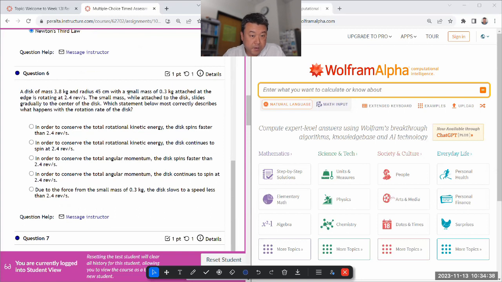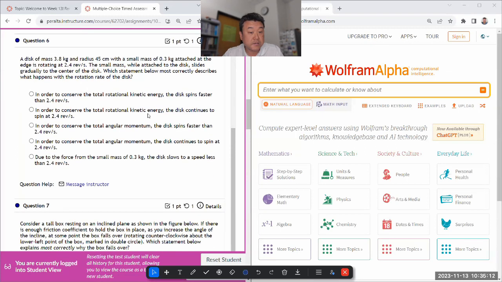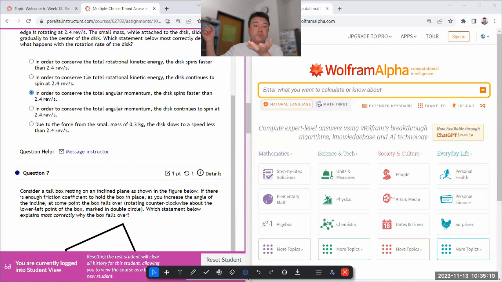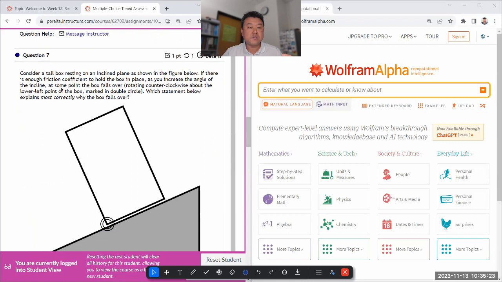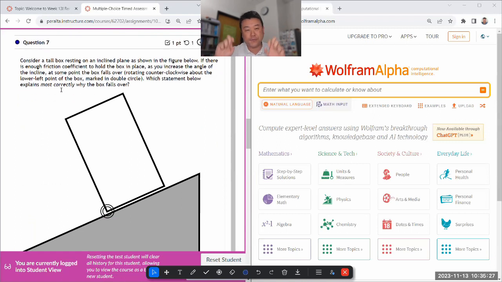A disk of some mass and some radius, with a small mass attached to the edge, is rotating. This requires, oh wait, it doesn't require calculation. Let me do that. So it's got some mass at the edge, spinning at some speed. If the mass slides gradually to the center, angular momentum should be conserved, no external torque. But the rotational inertia is decreasing, so angular speed must be increasing. Kinetic energy, surprisingly, is not conserved. It's going to increase. So conserve total angular momentum, disk spins faster. Yeah, there's actually work being done in order to move that in. You can work that out using how much force you need to overcome the centrifugal force, or how much centripetal force you need to provide to gradually move it inward.